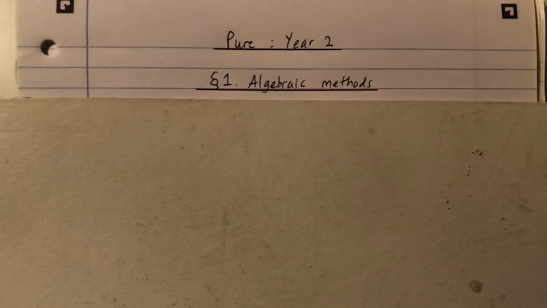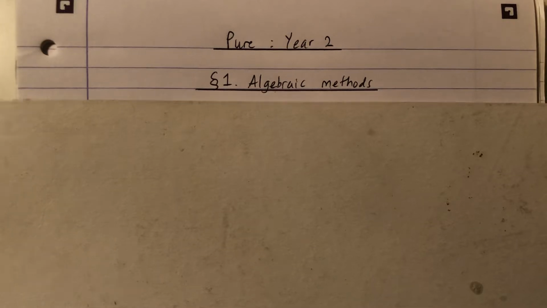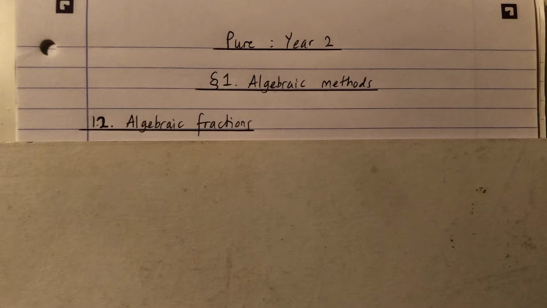Just going to move on to the Year 2 Pure Book, Chapter 1 Algebraic Methods. I'm going to skip to 1.2 today and leave 1.1 for another time. Apart from 1.1, almost all of Chapter 1 is stuff you would have seen before, so we're going to prioritise that first and then come back to 1.1 because it's a relatively tricky topic anyway.